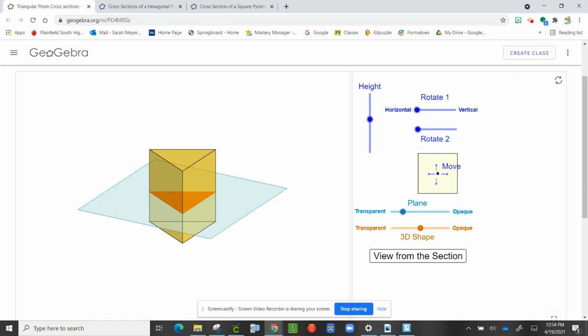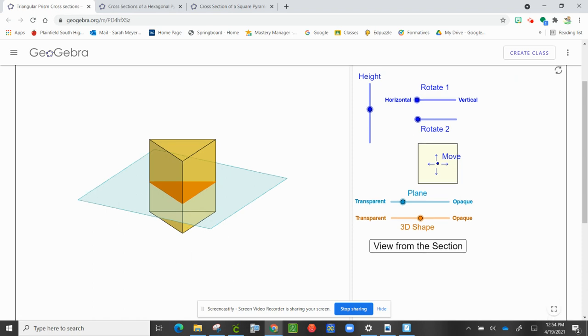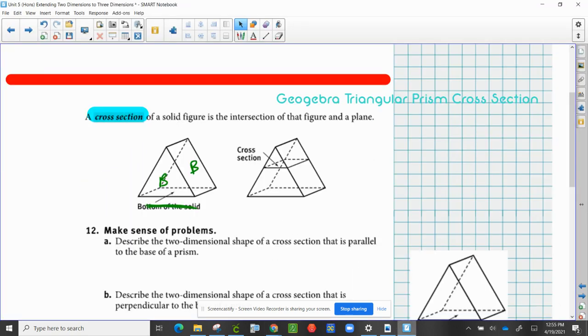Now, if we have a cross section that's parallel to our bases, you can see we have our base here, then our cross section, and then our base on the bottom. When it's parallel and we move it, it doesn't matter where we put that cross section, the shape of that cross section is going to be a triangle. It's going to be the same figure as the base. So going back to our notes, describe the two-dimensional shape of the cross section that is parallel to the base. It's going to be a triangle because the bases are triangles.